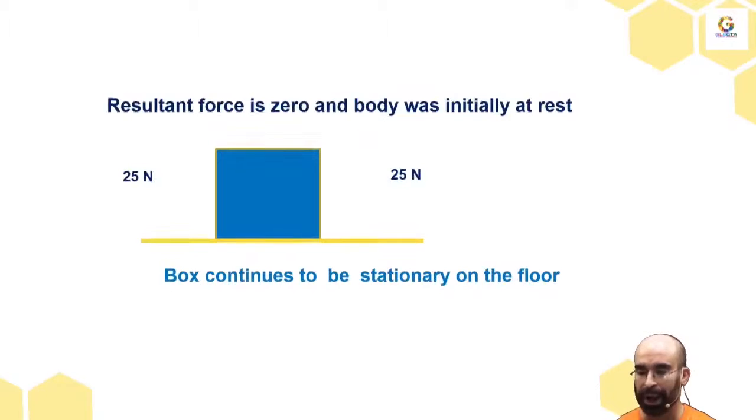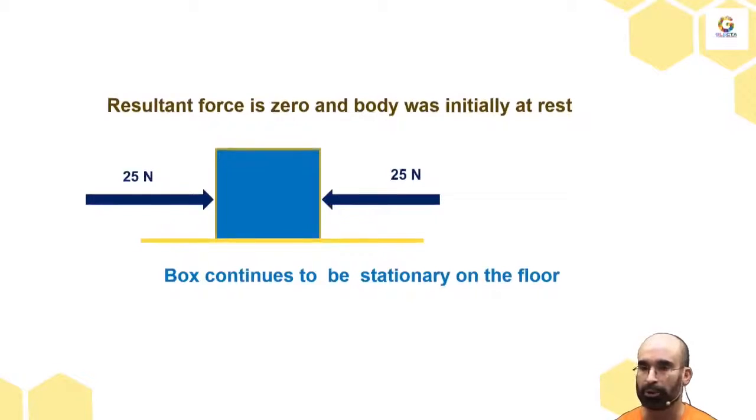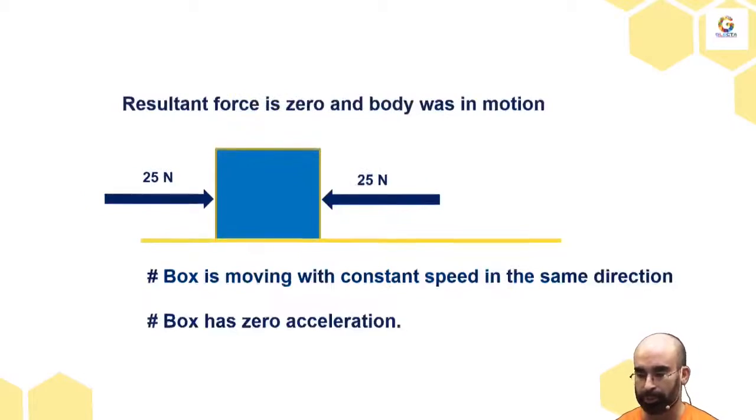Now, let us quickly have another situation where resultant force is 0 and body was initially at rest. You see here from left hand side there is 25 Newton force acting. From right side 25 Newton force is acting. And you know the resultant force is going to be 0 in this situation. Box continues to be stationary on the floor.